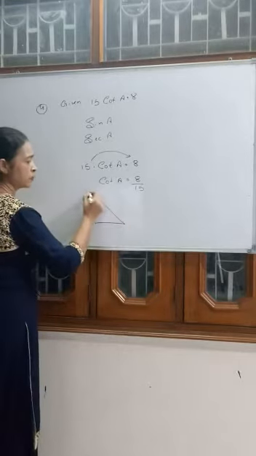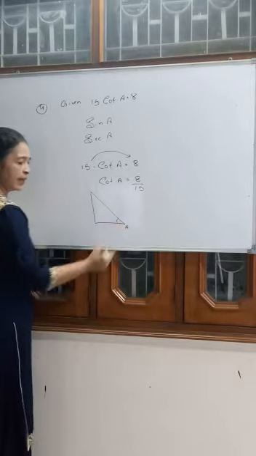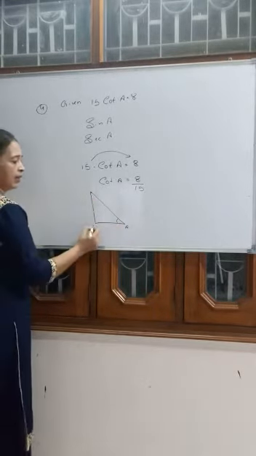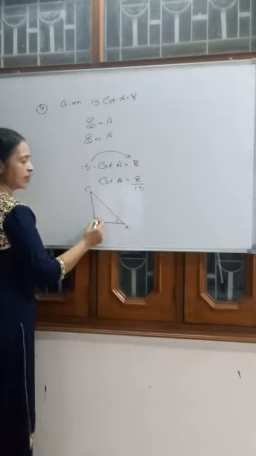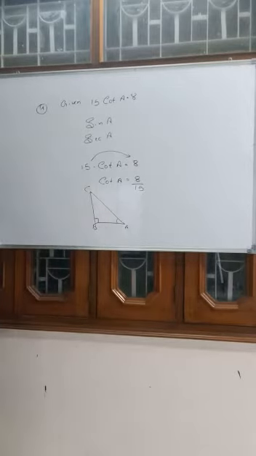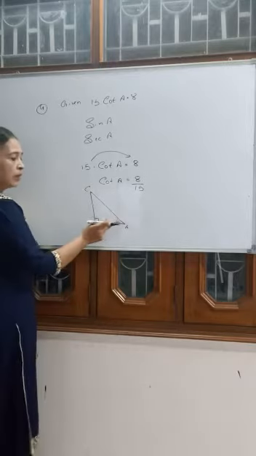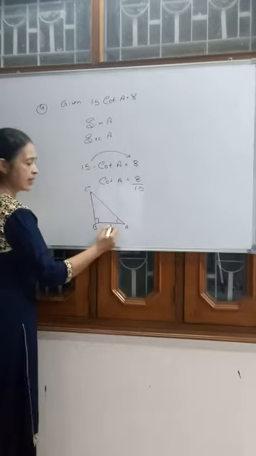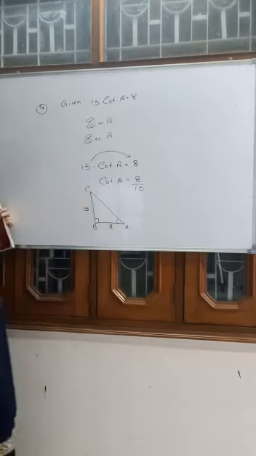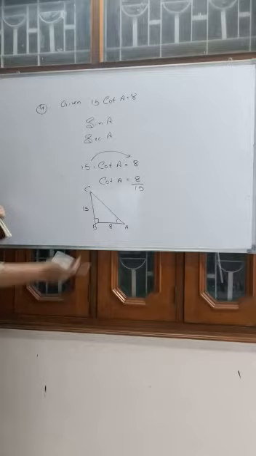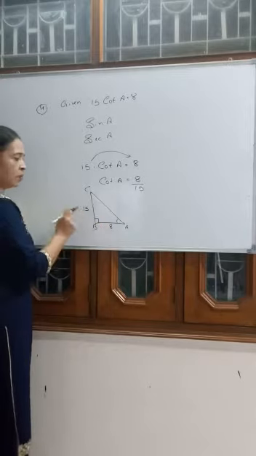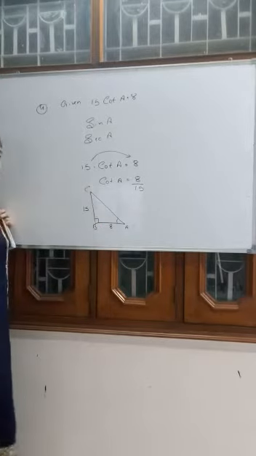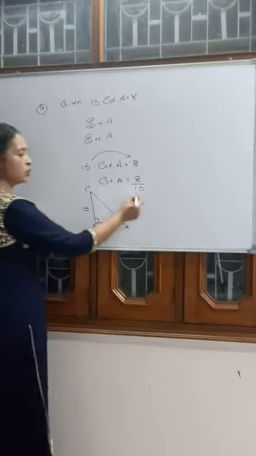Draw a figure. Here it will be A. Let this be B. This is C. Right angle triangle. Trigonometric ratios always apply in a right angle triangle. Cot is adjacent side upon opposite side. This is 8 and this is 15. Clear? Which is the adjacent side to A? AB upon BC. First we have to find AC by applying Pythagoras theorem.